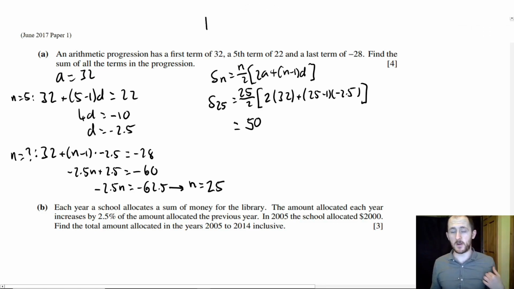Okay, and again, that's a 4-mark question. I don't think that's particularly bad. But yeah, that should be pretty good.